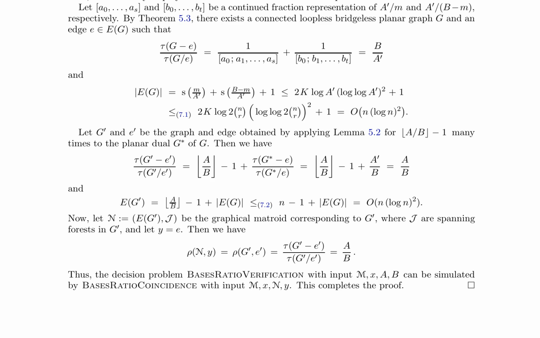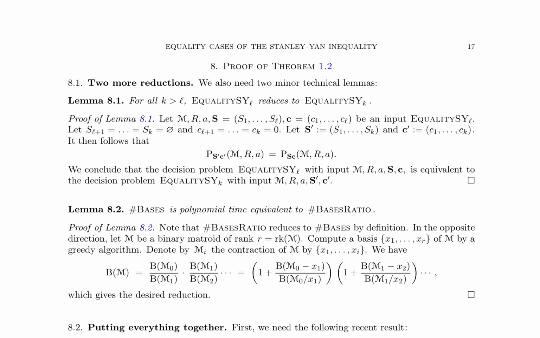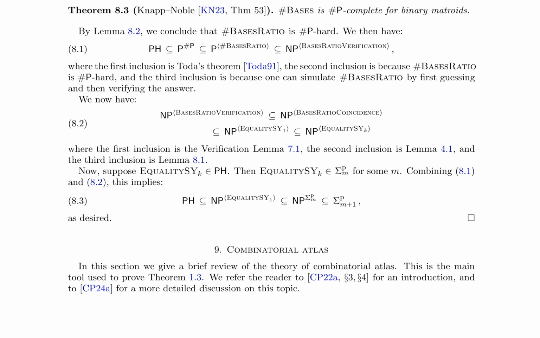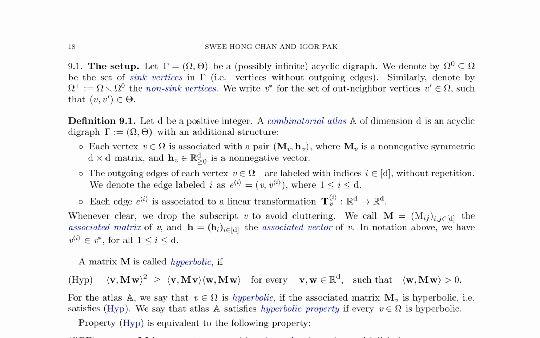in the research. The research discusses the Stanley-Yan inequality and its implications in the context of matroid theory. It begins by proving theorem 1.2, which establishes the basis ratio problem as FARD. This is achieved through a series of lemmas, including the reduction of equality SYL to equality SYK and the equivalence of basis ratio to basis. The proof involves a combination of technical lemmas and recent results, such as theorem 8.3 by Knapp-Noble.